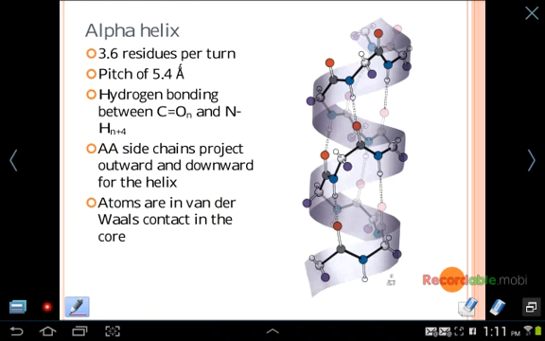Now, a common secondary structure is the alpha helix. In the alpha helix, we see that we get 3.6 residues, or 3.6 amino acids per turn. Okay? We have a pitch of 5.4 angstroms.